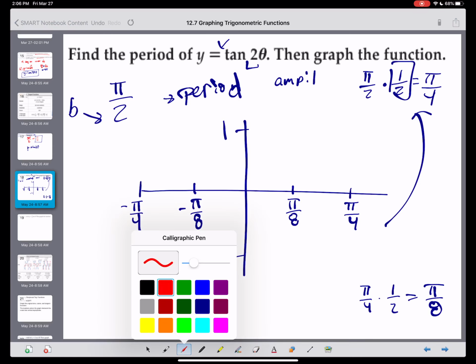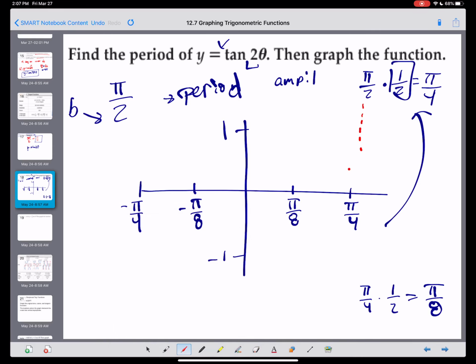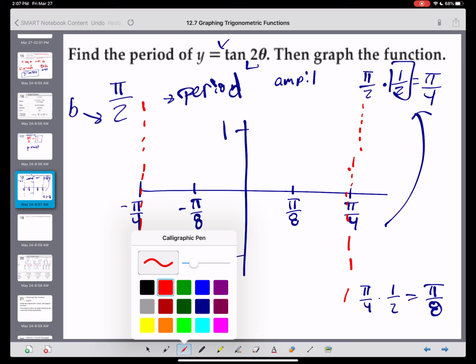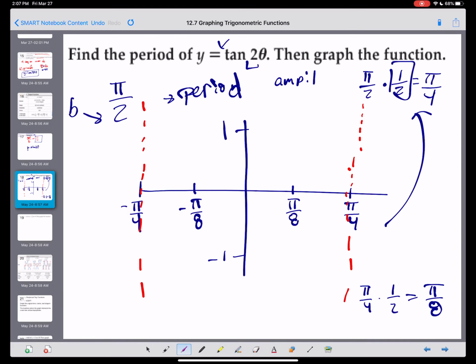Tangent's kind of cool. At the end, you want to draw vertical asymptotes. There are vertical asymptotes for tangent because there are certain coordinates for tangent that will not equate to anything. Tangent just has a pattern, so you have to kind of just memorize the shape. And that's it, you're done.